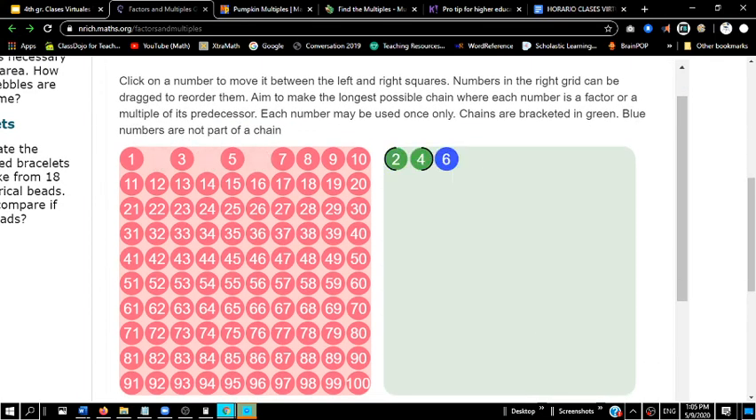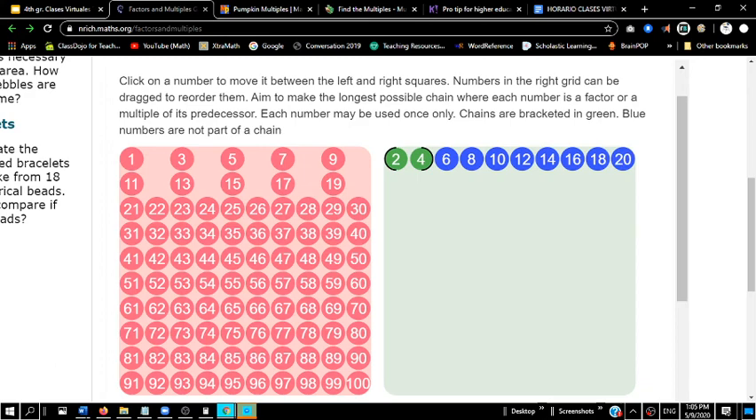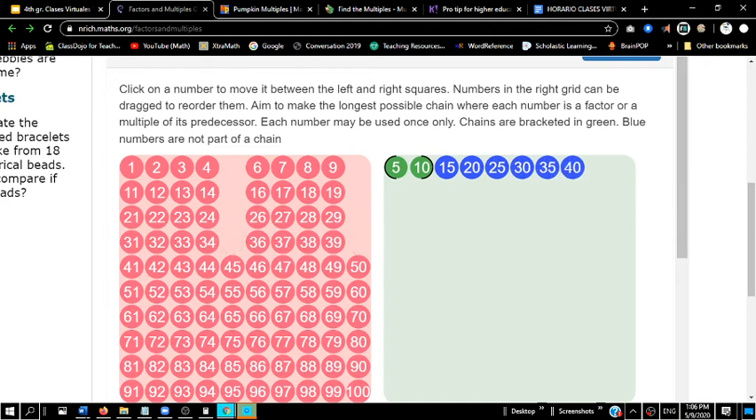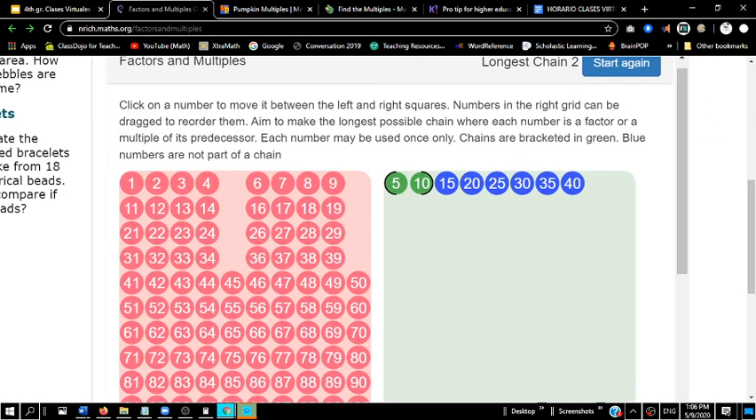2, 4, 6, 8, 10, 12, 14, 16, 18, 20. Those are all making a chain, right, to find those multiples. Let's start again. Let's do the 5s, for example. 5, 10, 15, 20, 25, 30, 35, 40. And it's always going to be either blue or green if you're doing it correctly. Okay? So you can do multiples or factors with this website.